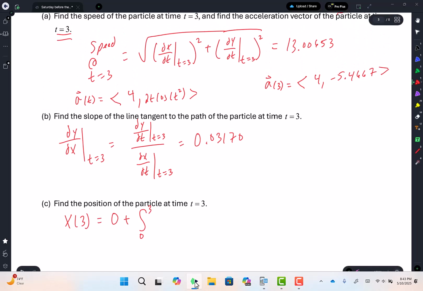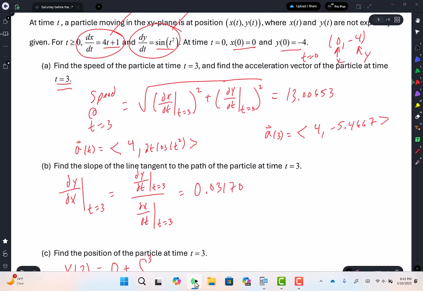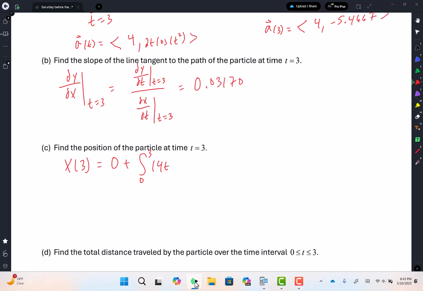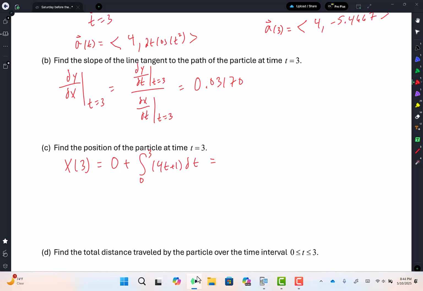And this is just me. I'm not a big fan of writing dx dt with the dt, so I just like to put the expression in there: 4t plus 1 dt. So let's see what that is. I'm going to type it into the calculator. There's no need to do it, I already have this in your y1.